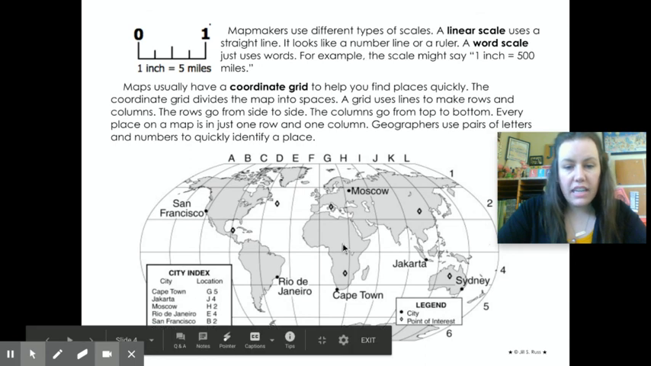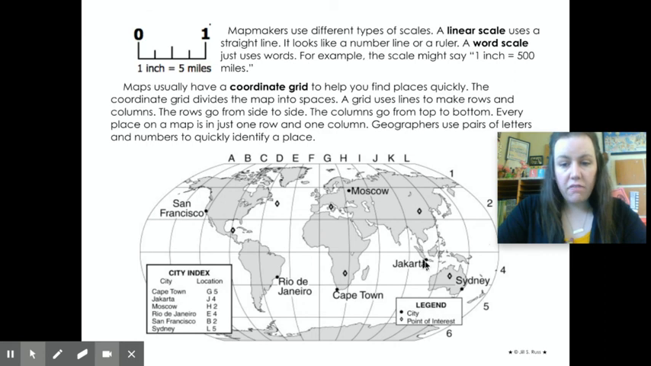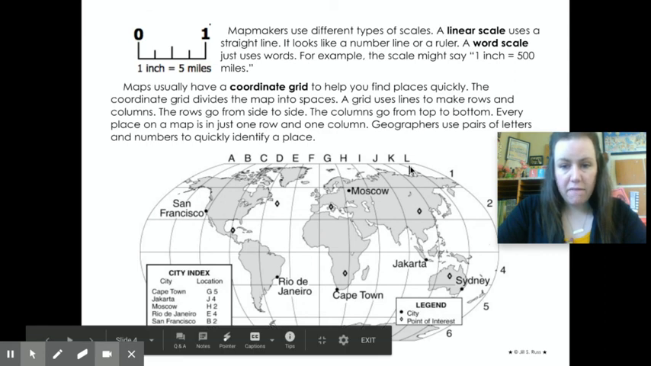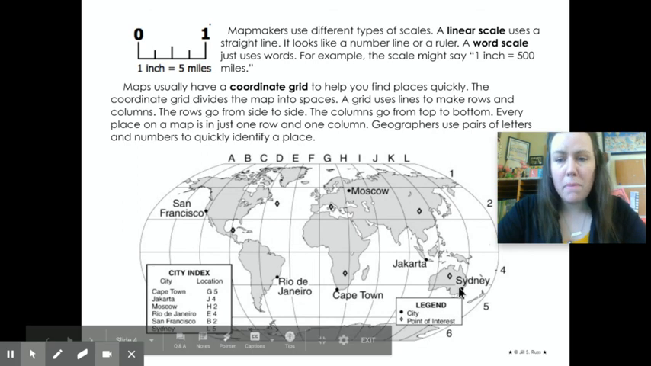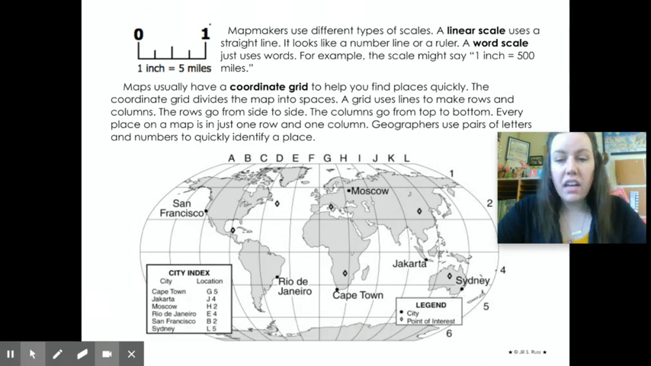So let's look at Sydney, Australia. Here's Australia right here. Sydney is located, according to the city index, oops, I got to make sure this goes down, come on, is L5. So I go across the top, find my L, and then I find the 5, and it is right at that coordinates. And if you were to type that into your phone, it would give you a coordinates of where it's located too. It wouldn't be these exact letters because this is just an example, but that is how you could identify.